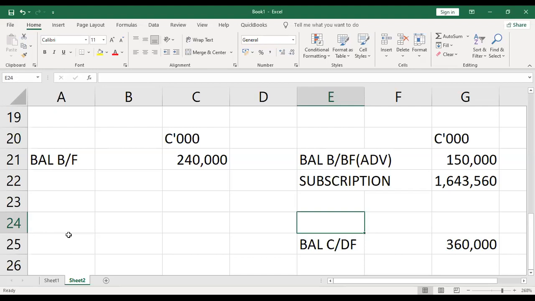Now, this subscription account is to show how much we have pending that people have not yet paid. So the balance brought forward is the arrears. That's what we are still expecting people to pay. Then the other side, the credit side, is the one that has already been settled. So that's why the subscription here, the 1,643,560, has already been paid. So that's why it is exiting the subscription account. We are removing it from the subscription account so that we know how much people are actually still owing us at the end of the day.